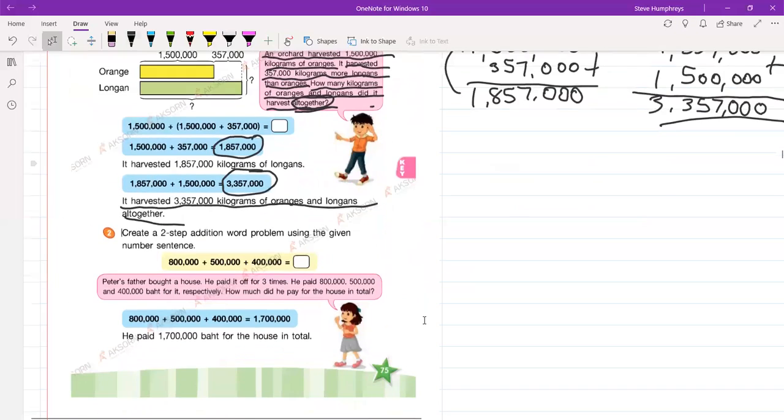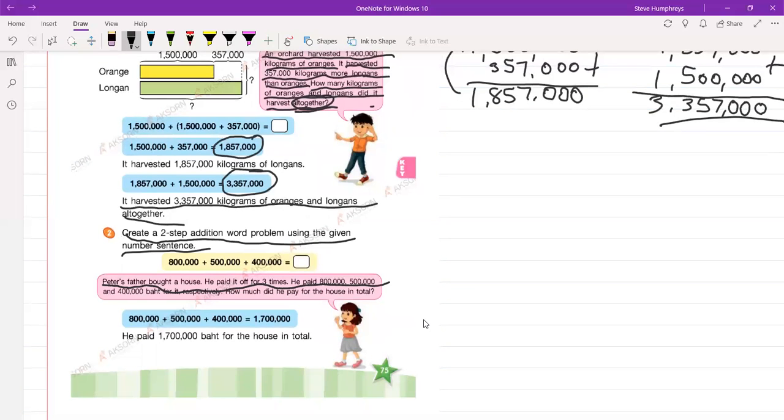Okay, here's another example. We'll look at this one quickly. Create a two-step addition word problem using the given number sentence. Peter's father bought a house. He paid it off in 3 payments. He paid 800,000, 500,000 and 400,000 baht for it, respectively. How much did he pay for the house in total?